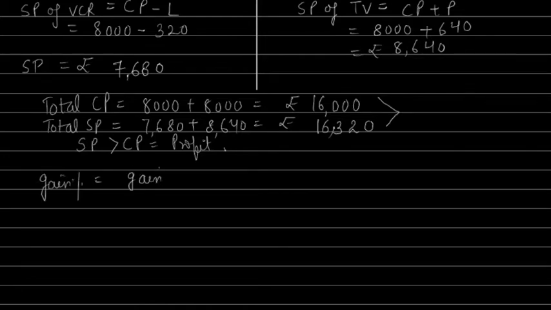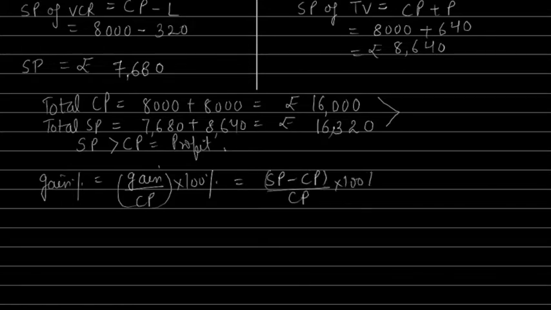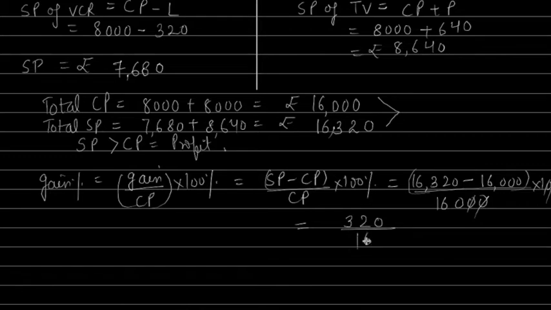Gain upon CP into 100%. Gain is what? SP minus CP upon CP into 100%. SP minus CP means 16,320 minus 16,000 upon 16,000 into 100, right? These two zeros we can cancel. If you subtract it, how much will it be? 320 upon 160, cancelled, 16 2s are 32. So there is a gain of 2%.